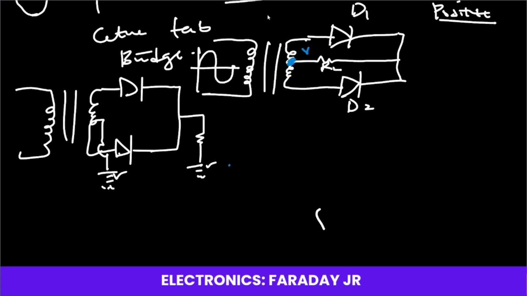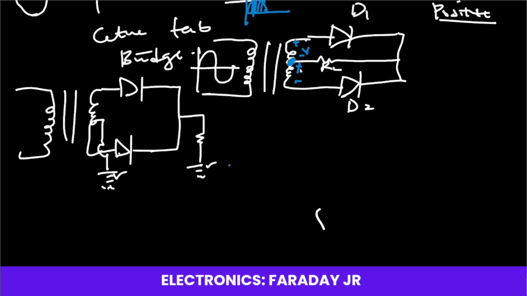First of all, we want to consider the positive half cycle, right? So for the full wave, we consider the positive half cycle first. So that means you have the positive here and the negative here, positive here and the negative here, right? Okay, sorry, positive here, okay, positive here and the negative here.